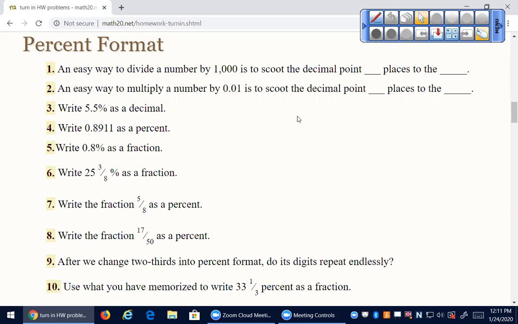So is smaller going to be to the left or to the right? To the left. And then it's 100th. So how many scoots will you have? 2, right? 10 would be 1 scoot, 100th would be 2 scoots.